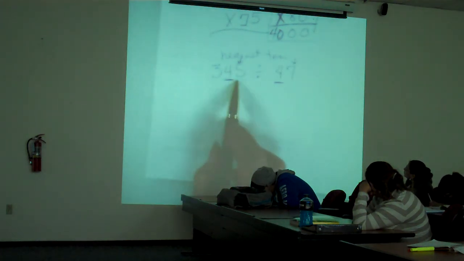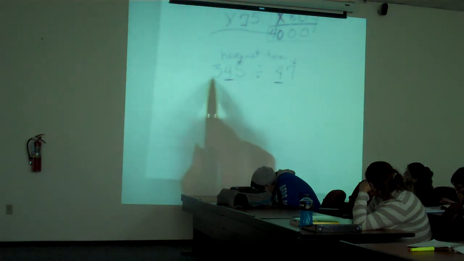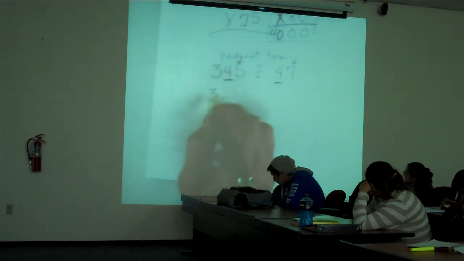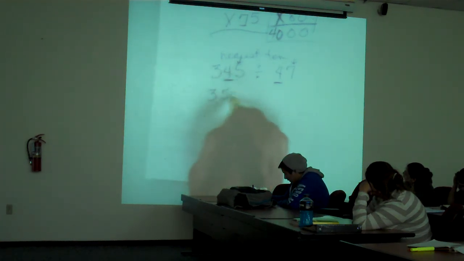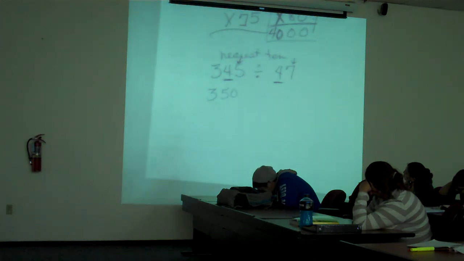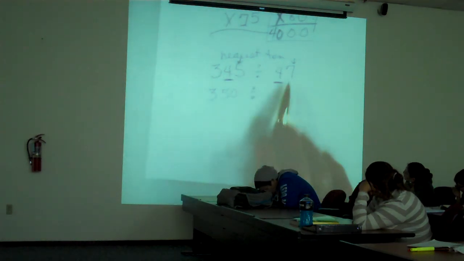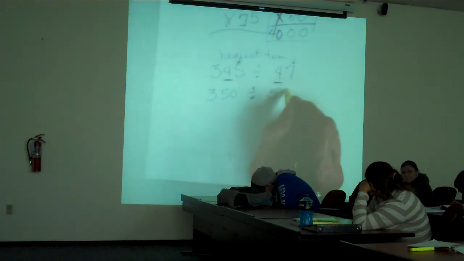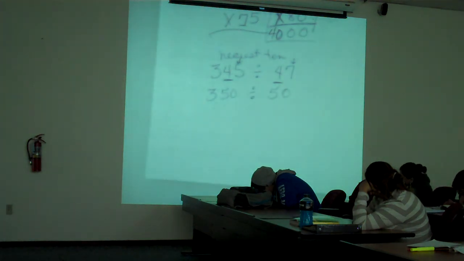This will round to what? Yeah, the 3 stays, that goes to 5. So that rounds to 350. Divided by the 7 makes one more here. So say 350 divided by 50.